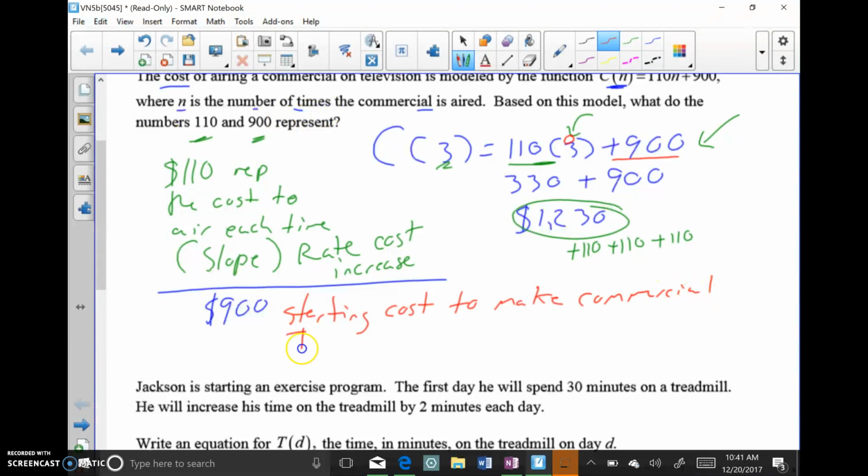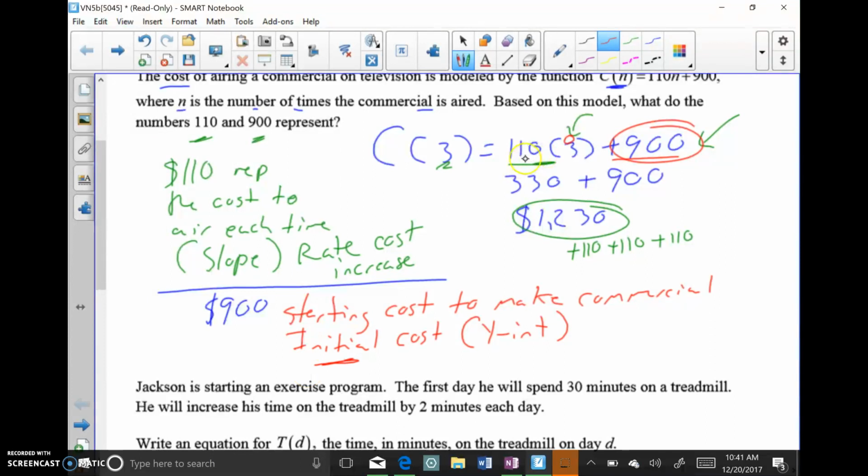It is the initial cost. It is the y-intercept of the function. It's where everything starts. No matter how many times I air this commercial, it's going to cost me at least $900. It's going to cost me $900 to get started. That's why we call it initial, because it's like the beginning.